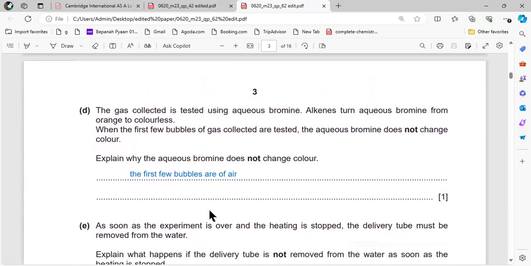The gas collected is tested using aqueous bromine. Alkenes turn aqueous bromine from orange to colorless. When the first bubbles of gas collected are tested, the aqueous bromine does not change color. Explain why the aqueous bromine does not change color. So in the test tube, air is also present, because of which the first few bubbles which are coming are air. That is why it is not changing the color.